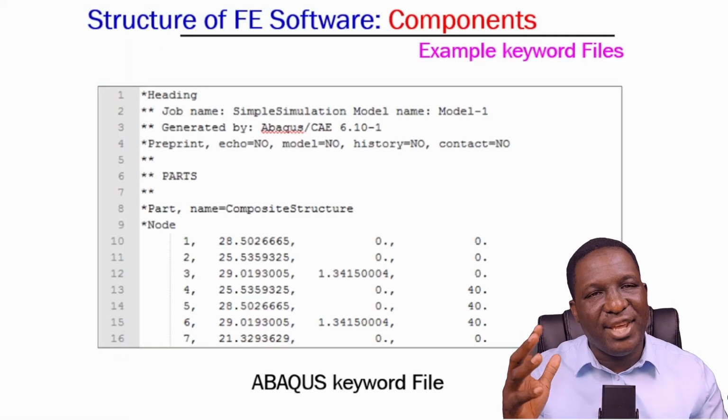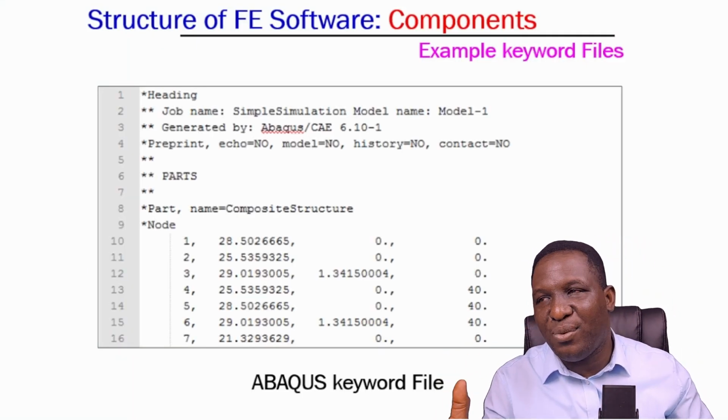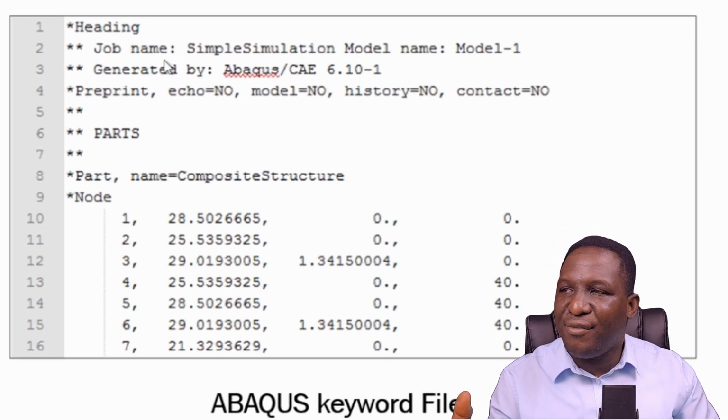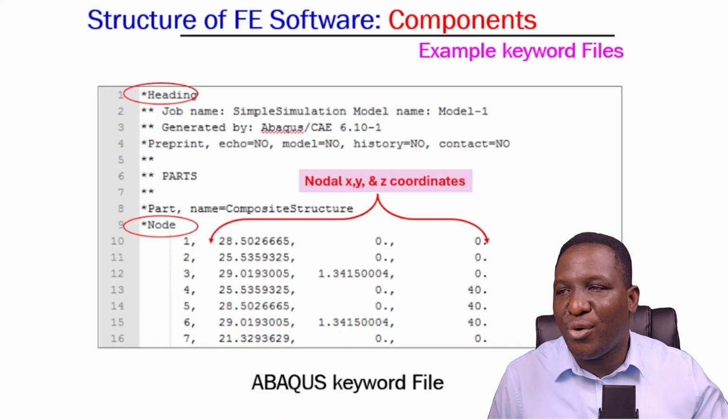So just to study a little bit around the keyword files that we studied. We talked about the Abaqus keyword file, and this is sort of what it will look like. It gives you a bit of information about the code and the parts, in this case a composite structure, and the nodal arrangement. So what is the node number and the nodal positions in the XYZ coordinate system. So this is coming from the discretization. This information then gets passed on to the simulation engine where the simulation will run.